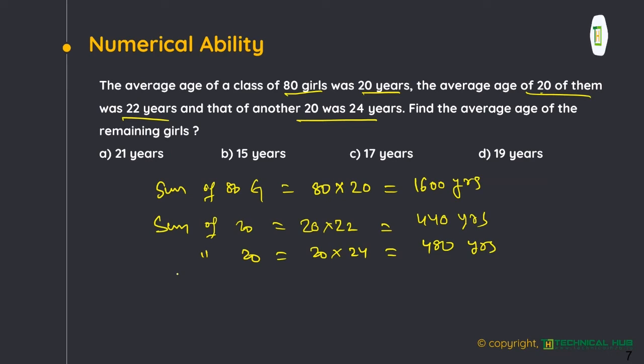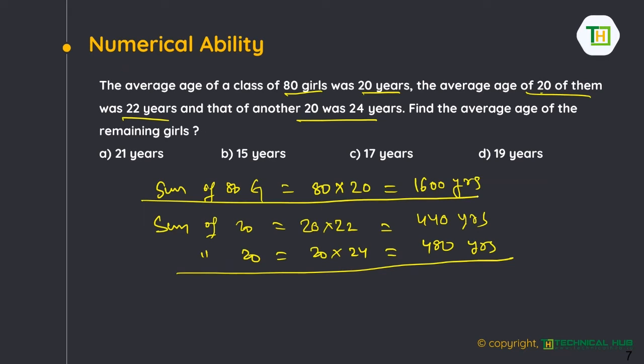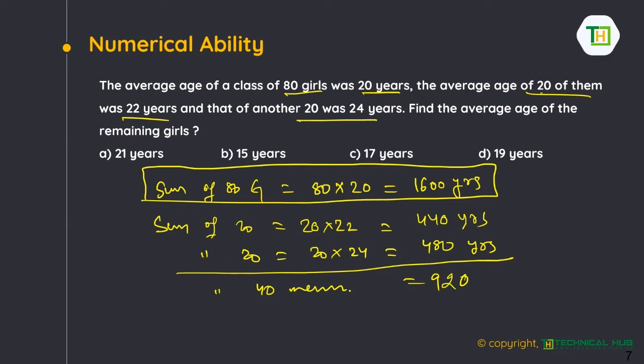Now you have got the sum of 40 members. This is from the total of 80 members. If you add these two values, the sum of 20 and 20, the 40 members, you will get the sum of 40 members, which is equal to 920. So the question is, what is the average age of the remaining girls? Average age of remaining girls is equal to the sum of remaining girls divided by their number. How can you get the sum of remaining girls? Total is equal to 1600 and you already got 920 here.